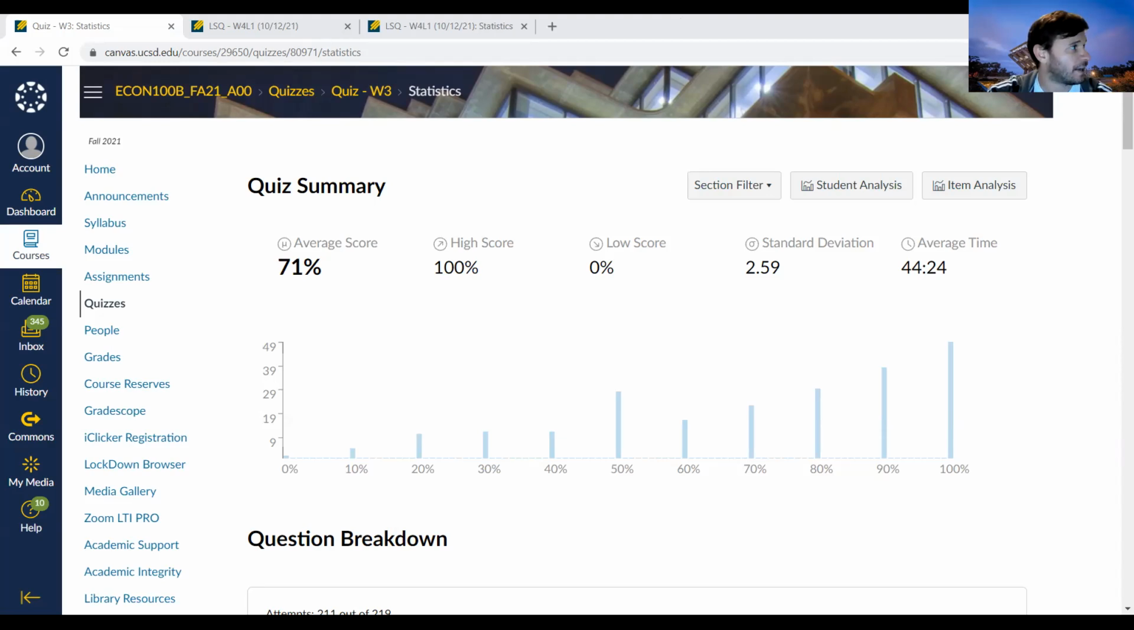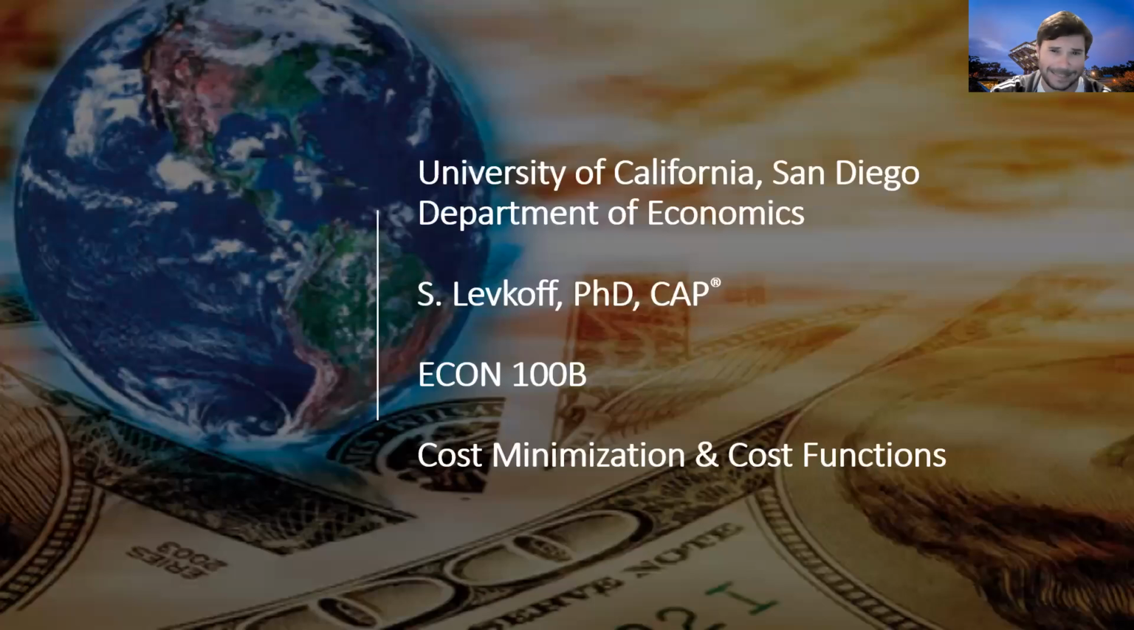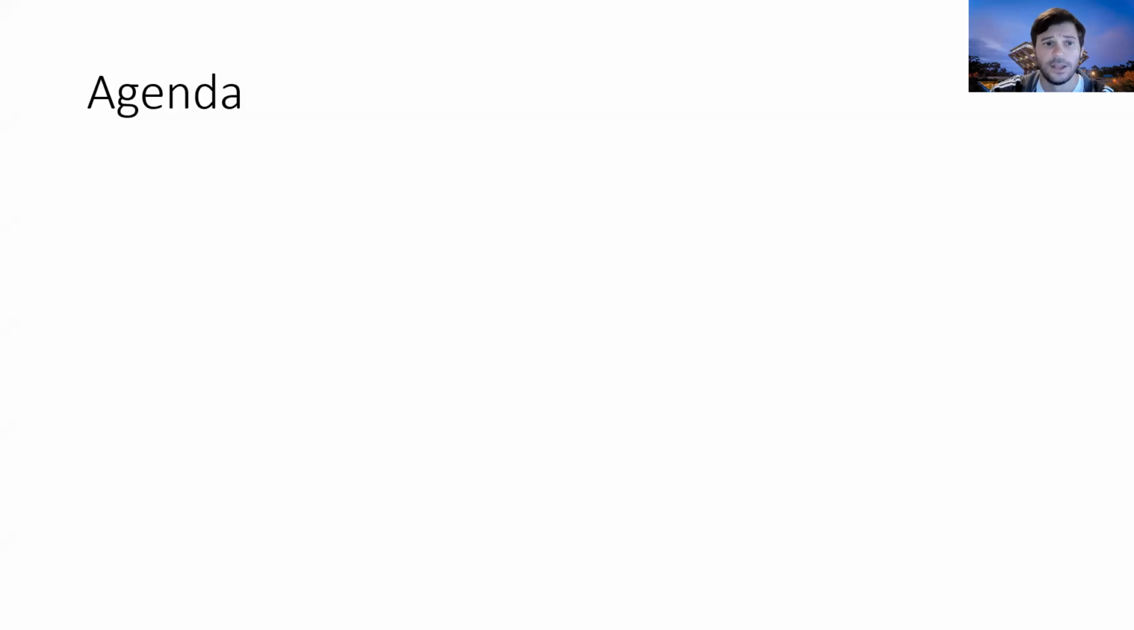With that being said, let's go ahead and pick back up with our discussion of cost minimization and cost functions. I think this is approximately where we had left off last time. So we're going to pick up with the agenda today of dealing with specifically the problem of long run cost minimization, which is where we had, I think, just left off last class. So we're going to pick that up.